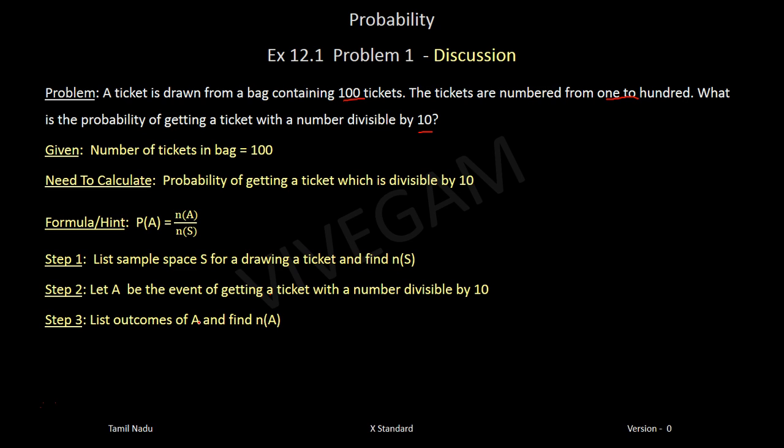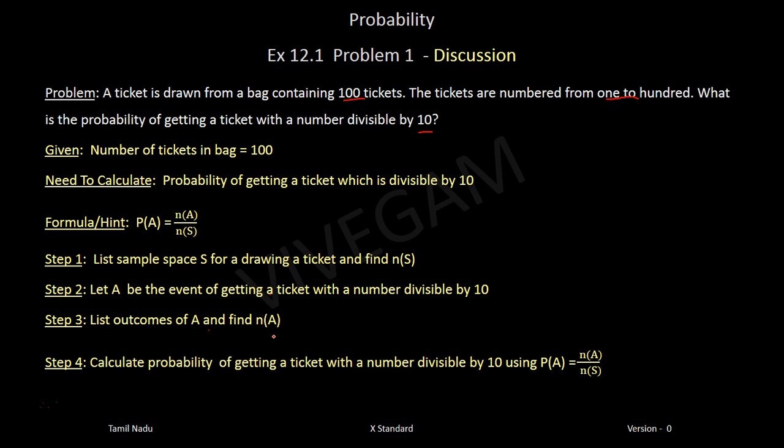Now we have to find out what are all the favorable outcomes. So what are all the possible ways of event A happening? Let's think. If you get 10, event A has happened. If you get a ticket with the number 20, event A has happened. If you have ticket 30, event A has happened. Like that, you have to list all the possible outcomes, or what we call favorable outcomes, for event A to happen, and then find n of A, right?